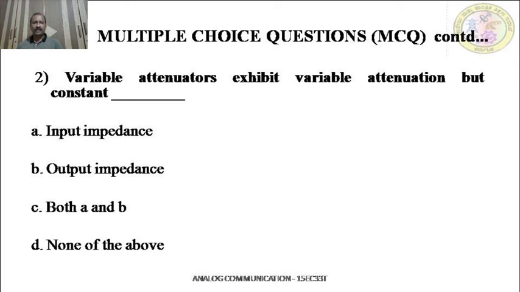Only the design resistances like R1, R2 that you are going to use, whether R1 is variable or R2 is variable, the attenuation is variable, but input impedance and output impedance remain constant. In this case the answer is C, both A and B.